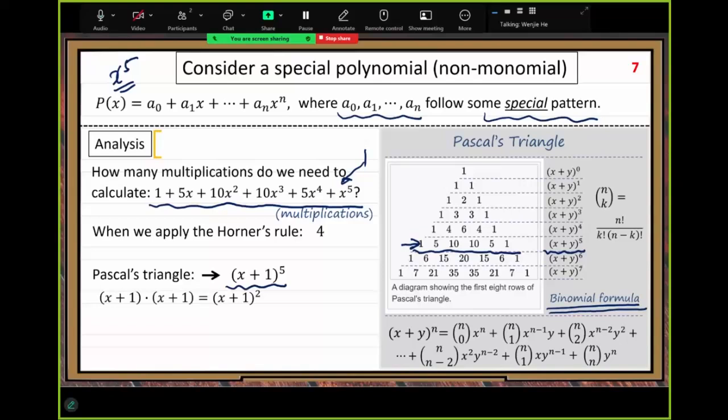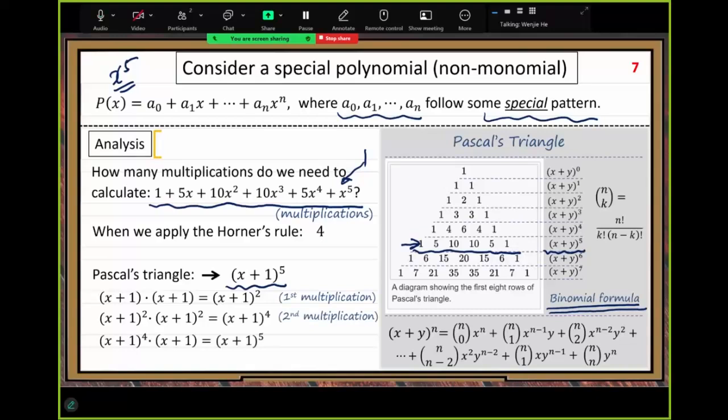The first one, x plus 1 times itself. The second one, the square times itself. The third one, x plus 1 to the fourth times x plus 1. That's 3. You can see we reduce the number from 4 to 3 if we use the Pascal's triangle knowledge. Now, back to that last missing piece: can we consider x plus 1 raised to a very large number, raised to some special number?